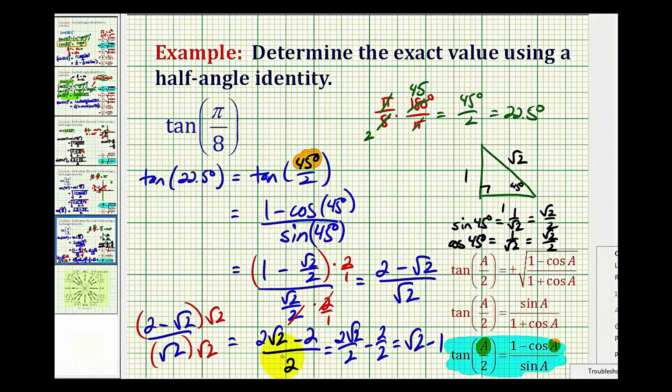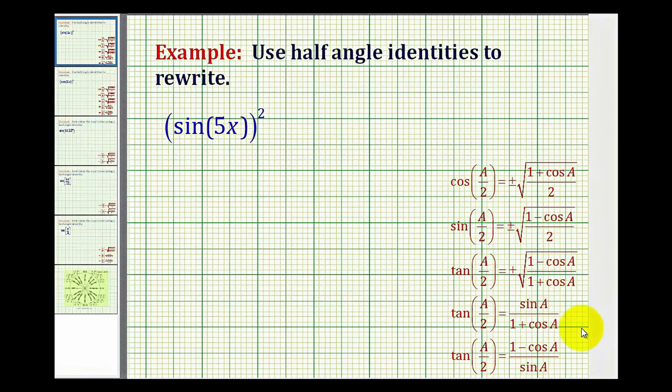Remember, when you're dividing by a monomial or one term, we can break it up into individual fractions. So the exact function value of tangent pi over 8 radians is equal to square root 2 minus 1. In these next two examples, we're asked to rewrite a trig expression using a half-angle identity.